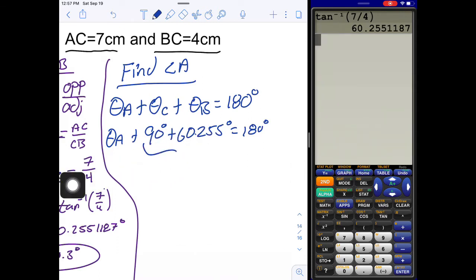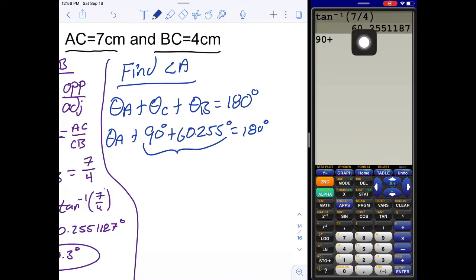So let's combine 90 plus 60.255 degrees. Remember, I'm not even using this rounded number. I'm using the whole number that was in my calculator. So how do I do that? I'm going to press 90. And now I have 90 up here, and I'm going to add the last number that was in my calculator.